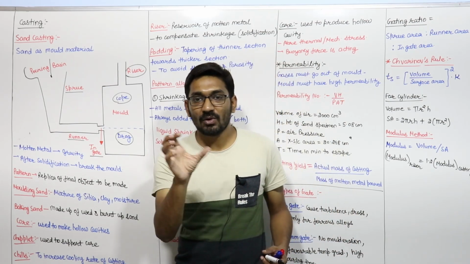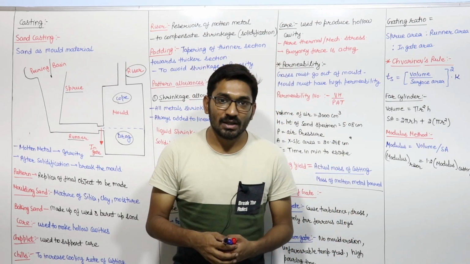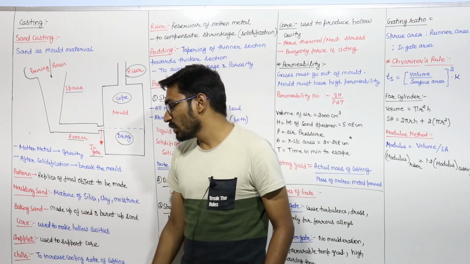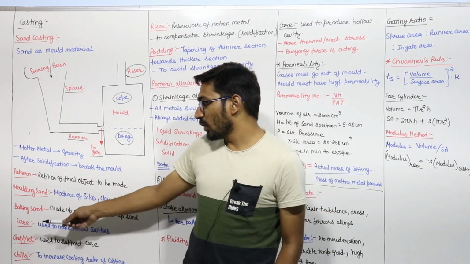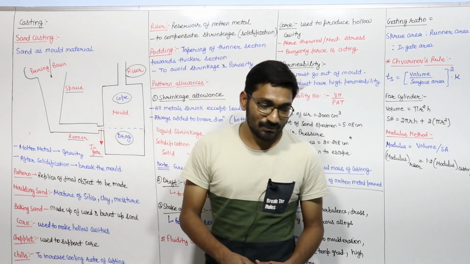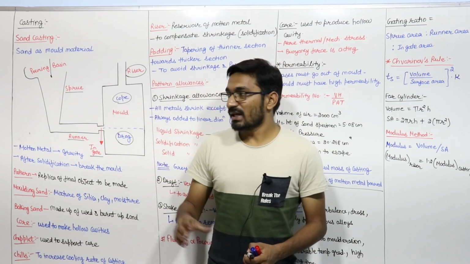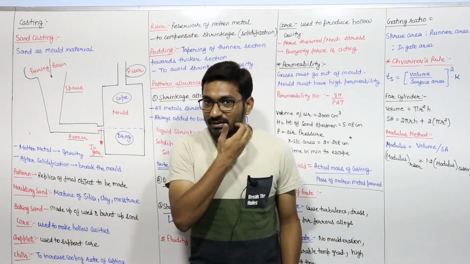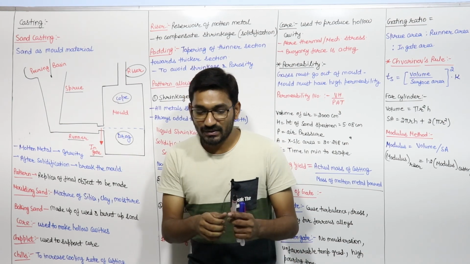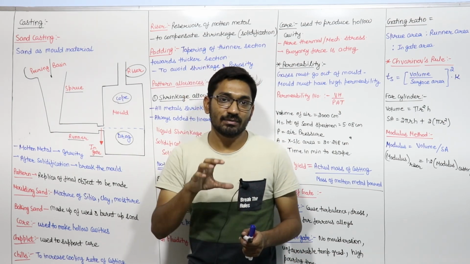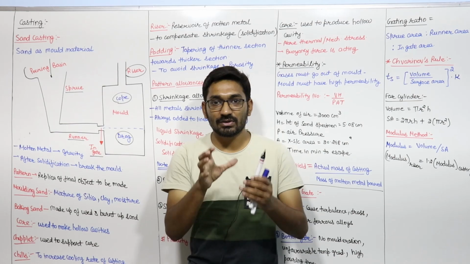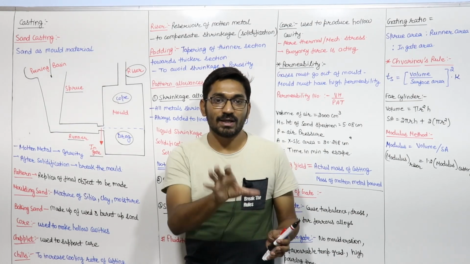If you want to make some hollow cavities inside your product, then this core is used, and to support this core we are using these chaplets. The core is made up of mold material or anything, and the chaplet is supporting the core. Why do we need that support? Because the core is inside the molten metal.